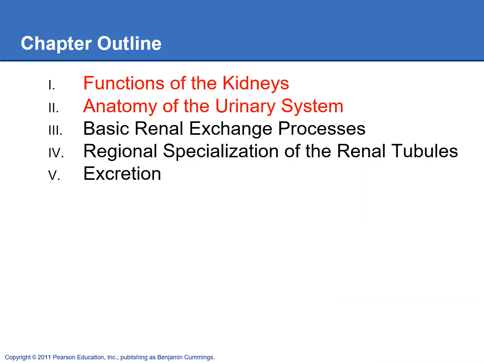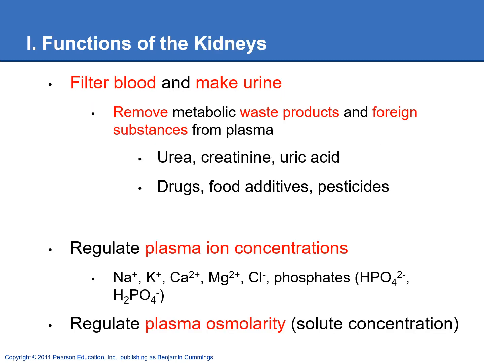We're going to start the urinary system looking at the functions of the kidneys and the anatomy. The kidneys have a lot of functions, but the main one is to filter the blood and make urine. And the urine is going to contain the waste products that we no longer need.